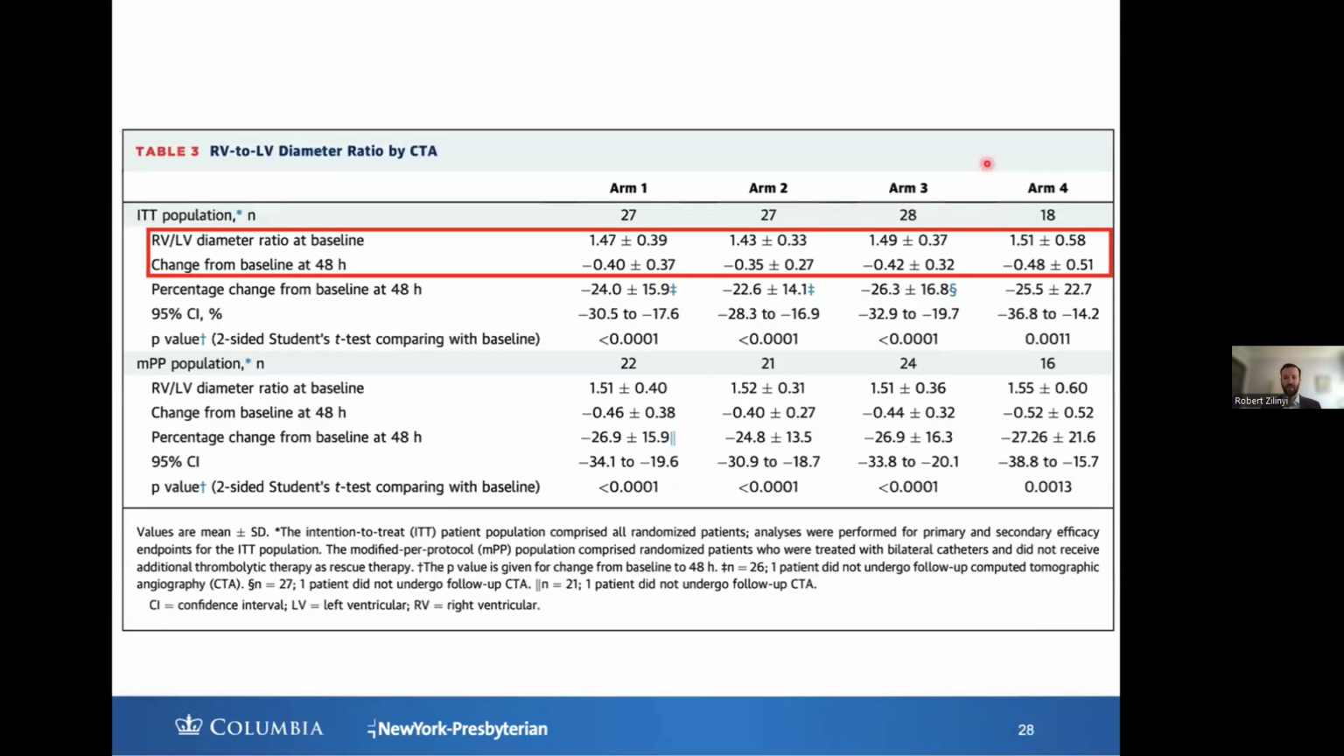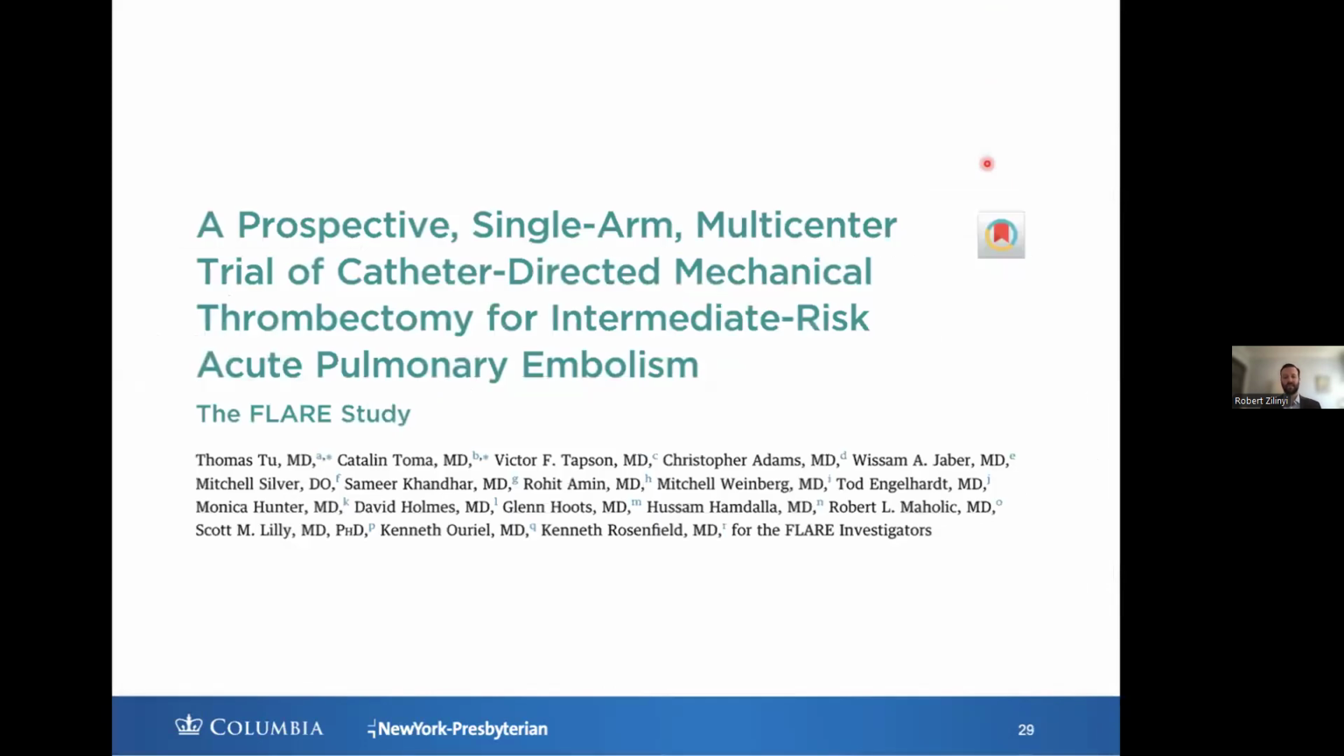That being said, all four arms showed a significant reduction in the RV to LV ratio at 48 hours. And what we took away from this was that we can safely and effectively deliver lower doses of TPA and derive the same clinical benefit that we've seen in earlier trials with a much safer outcome profile. We then look to the mechanical thrombectomy literature.